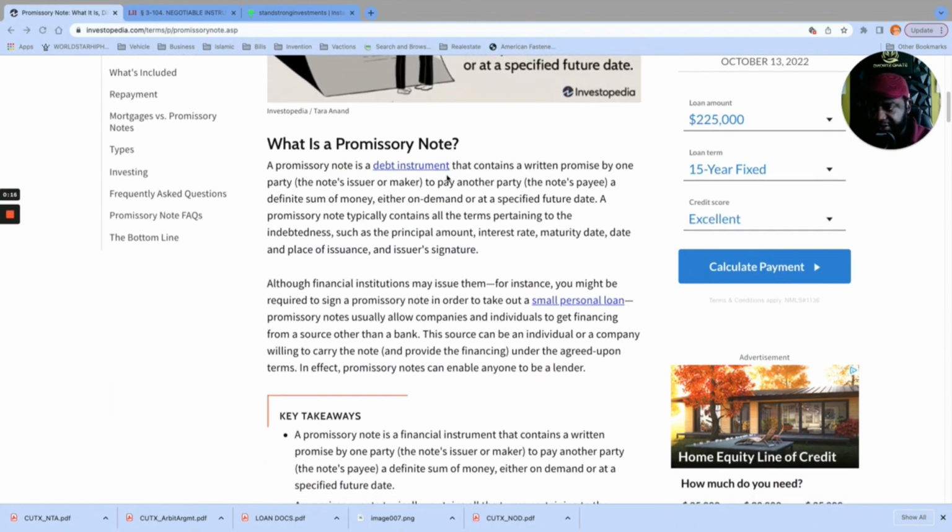A promissory note is a debt instrument that contains a written promise by one party, the note's issuer or maker, also known as the payor, to pay another party, the note's payee, a definite sum of money, either on demand or at a specified future date. A promissory note typically contains all the terms pertaining to the indebtedness, such as the principal amount, interest rate, maturity date, date and place of issuance, and the issuer's signature.